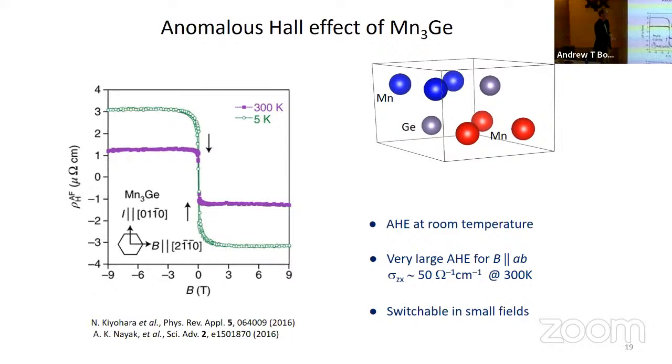This is the structure of manganese 3 germanium. It's actually got 6 manganese atoms in the unit cell. They're arranged in Kagome patterns, so in layers of corner sharing triangles. So there'll be another triangle over here in the next unit cell. And there's 2 of these Kagome layers per unit cell.